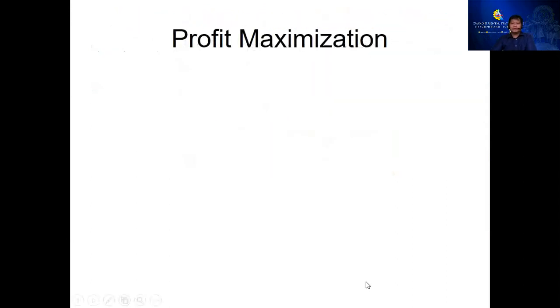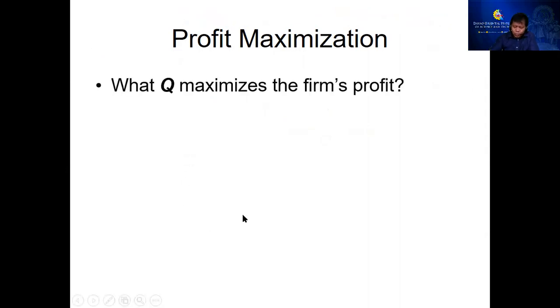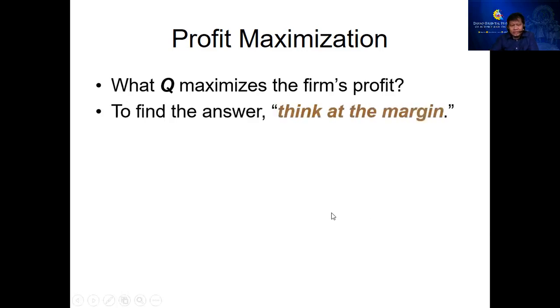All right. So the profit maximization in a competitive firm. Asa man dako ang ginansya sa mga negosyante, ang sellers sa competitive firm? What quantity maximizes the firm's profit? To find the answer, think at the margin. Think of additional. So tanawa ang additional nga income kumpara sa iyang presyo o sa iyang cost.